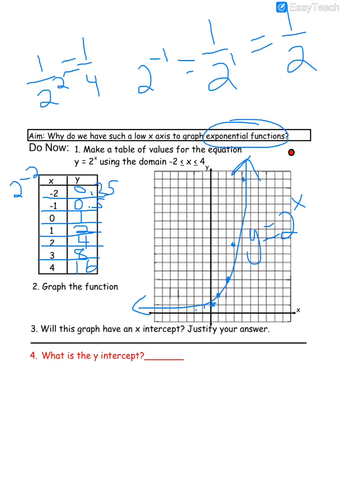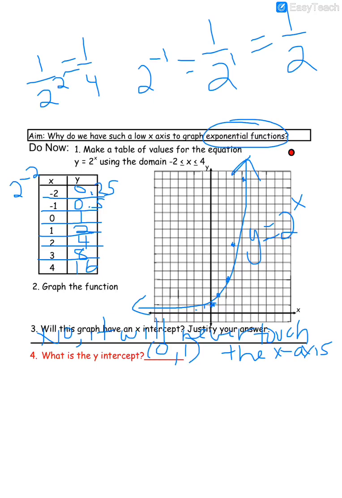So it says, graph the function. Will this graph have an x-intercept? So no. It will never touch the x-axis. What is the y-intercept? 0, 1.